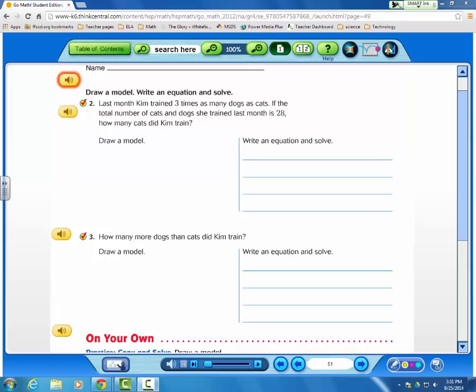Today we're still looking at comparisons, but we're setting things up so that we can do some operations with our comparisons. We are using models and equations to solve problems. Let's take a look at problem 2 here.